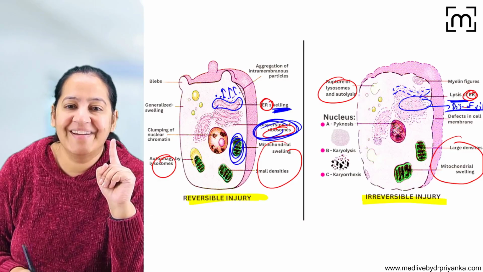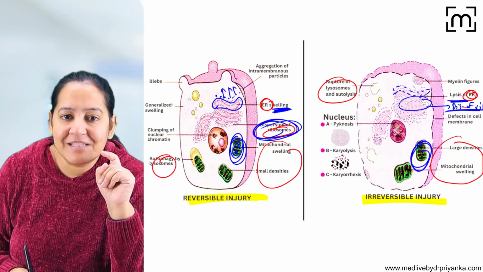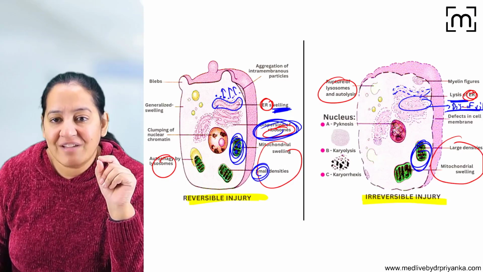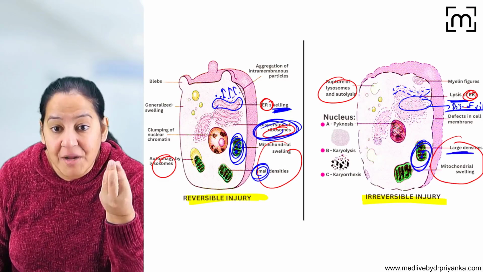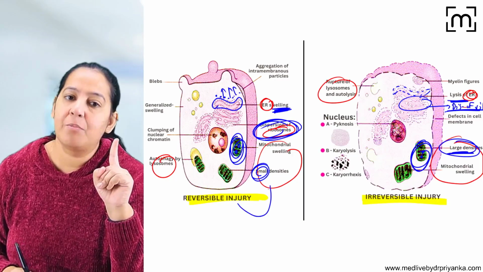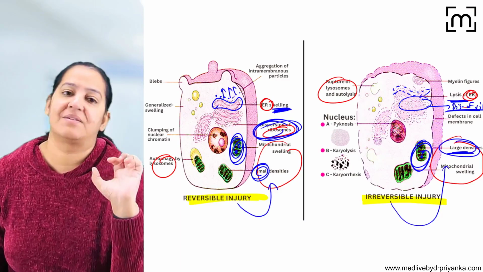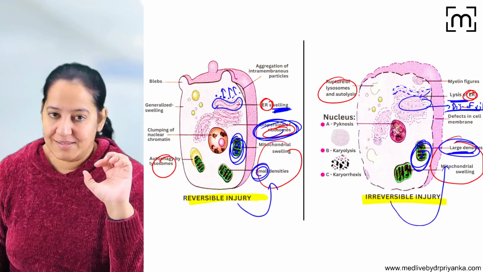The ribosomes leave the endoplasmic reticulum. They disperse. Now compare the mitochondria. See the mitochondria here. Here also it is having densities, but the densities are small. Here also we have densities, but the densities are large and amorphous. So reversible cell injury, small densities in mitochondria. Irreversible cell injury, large amorphous densities in mitochondria. So that is the third organelle.